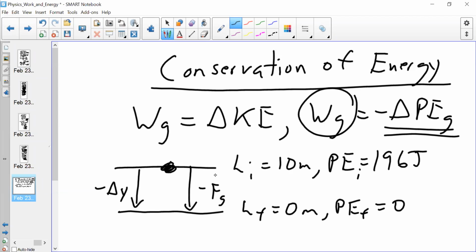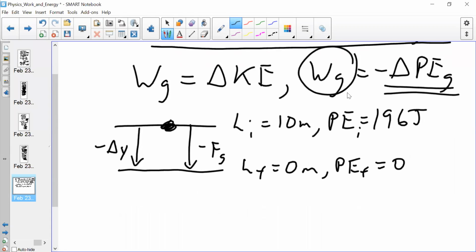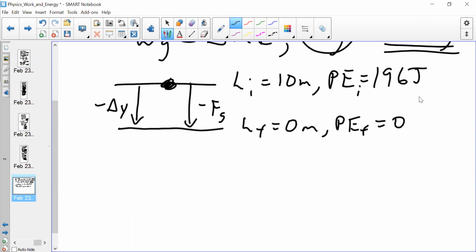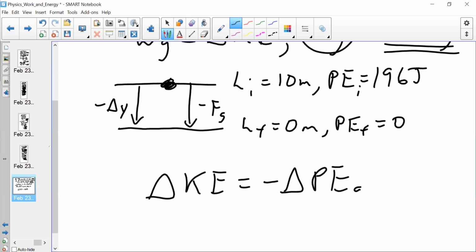And it can be any two points. So the work done by gravity equals a change in kinetic energy in this context, and it's also equal to a negative change of potential. So since those two equations work for the work done by gravity, we can set these equal to each other, because they mean the same thing. So delta KE is equal to a negative change of gravitational potential energy.